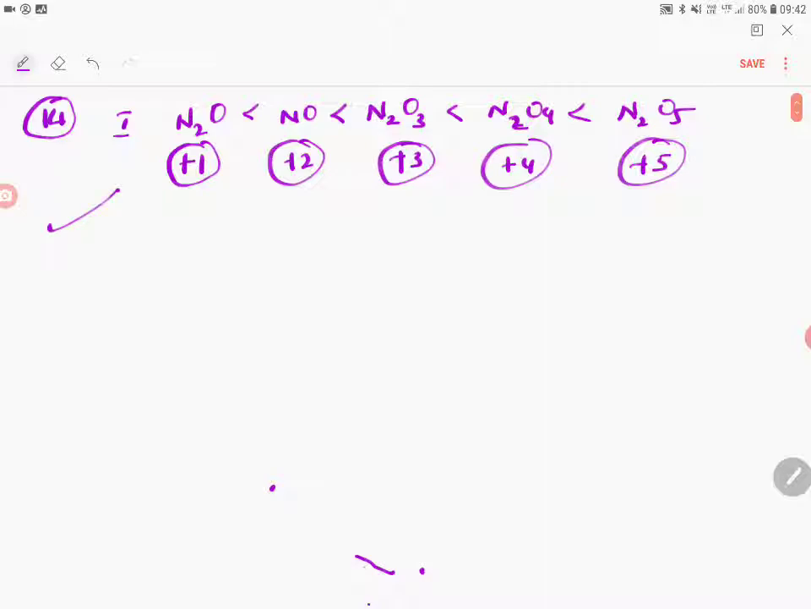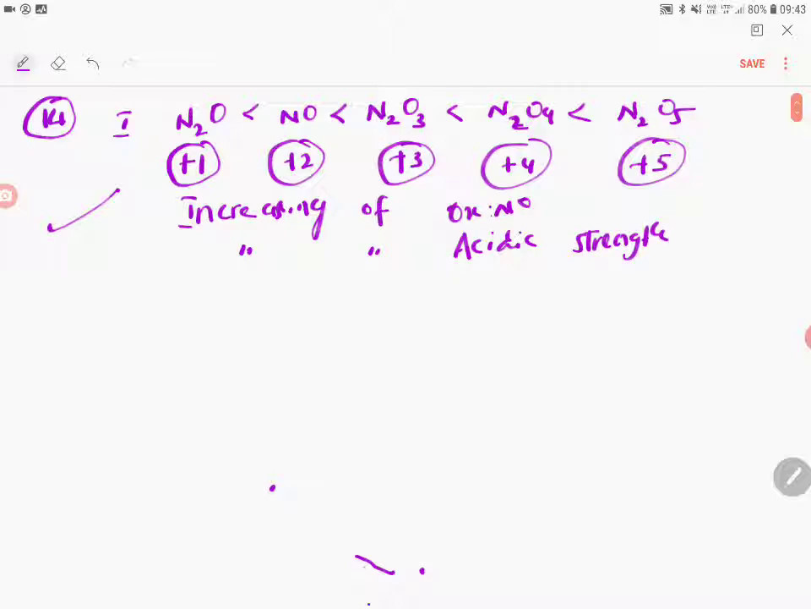So this is the increasing order of oxidation number. In fact, this is the increasing order of acidic strength of these oxides. This is a very important point. Okay. Option 2.